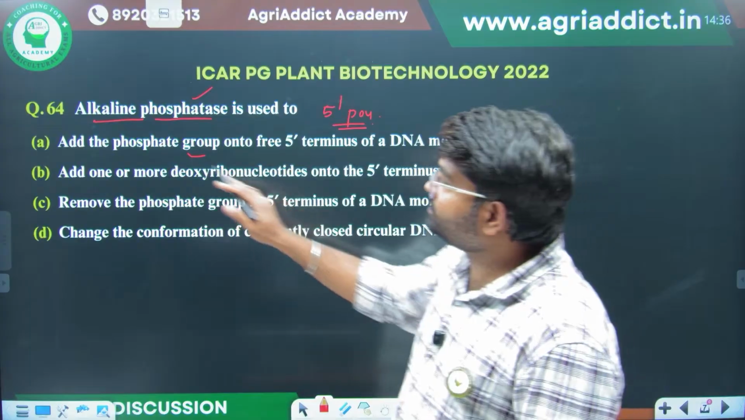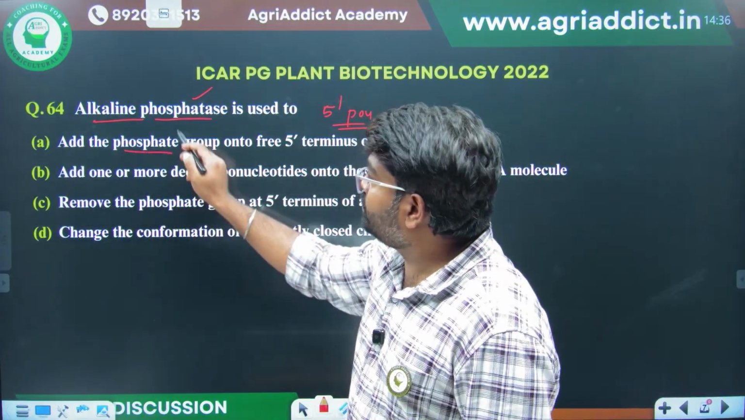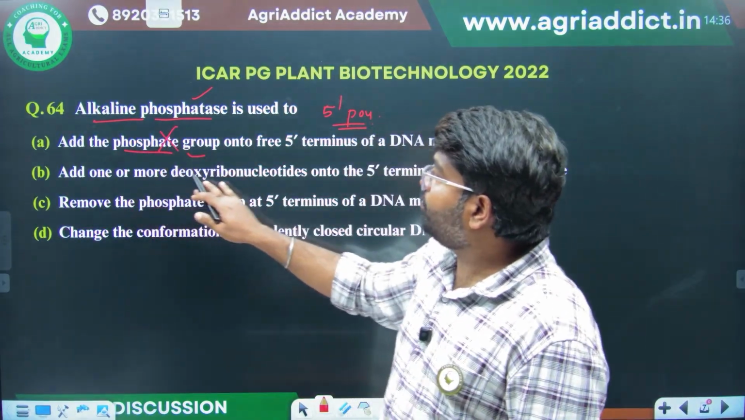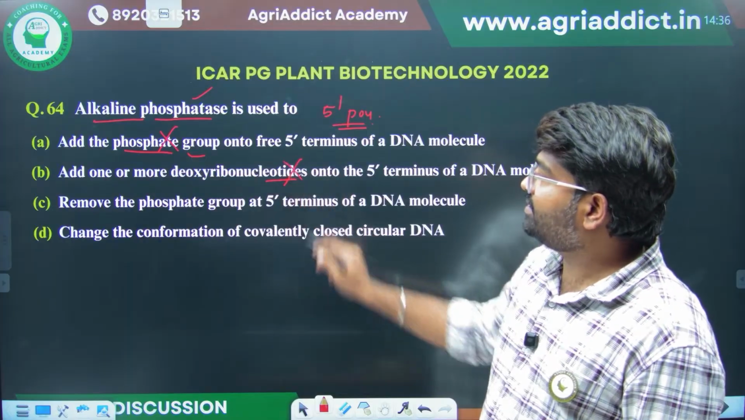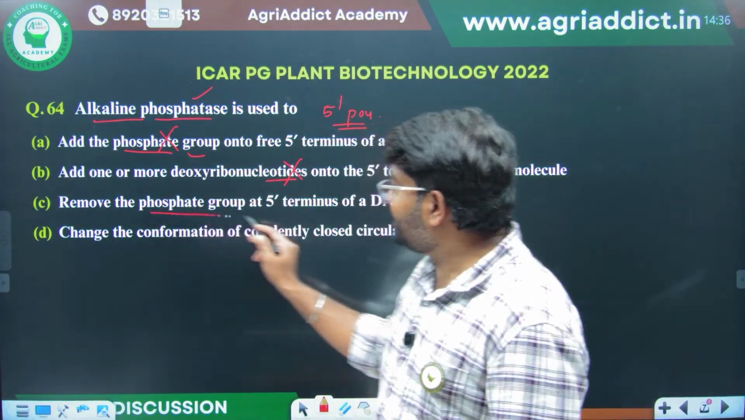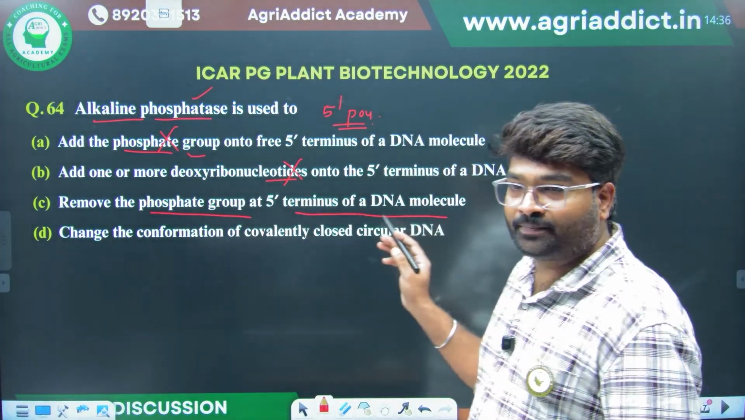So will it add a phosphate group? No, it will not add. Adding more deoxyribonucleotides is also not its function. Its function is removing the phosphate group at the 5' terminal of the DNA molecule.